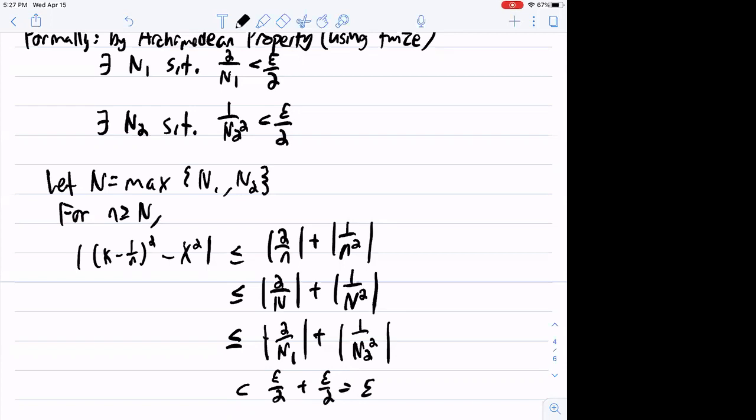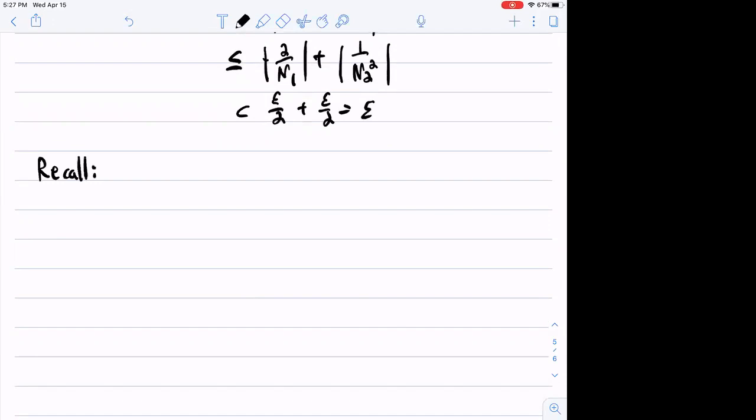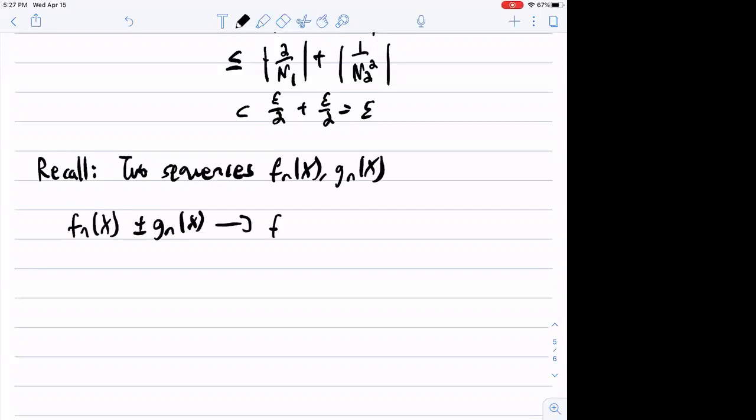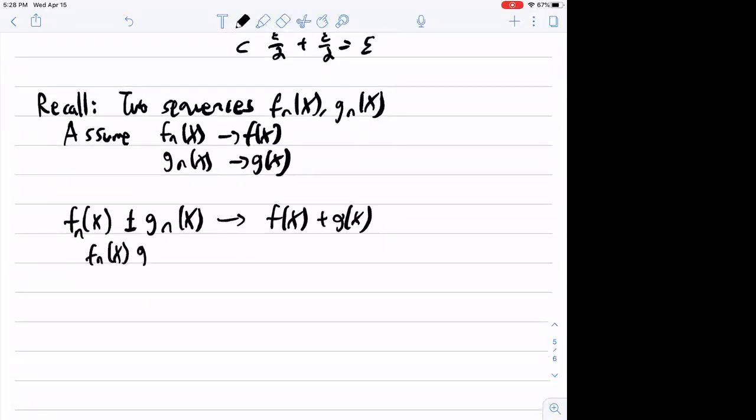Everyone good so far? So let me recall two sequences, f_n(x), g_n(x). Recall that we have the usual thing, right? You all learned this before. Assume f_n(x) goes to f(x), g_n(x) goes to g(x), right? Then we have the usual: the sum goes to the sum, and similarly the product goes to the product, right? So this is pointwise.